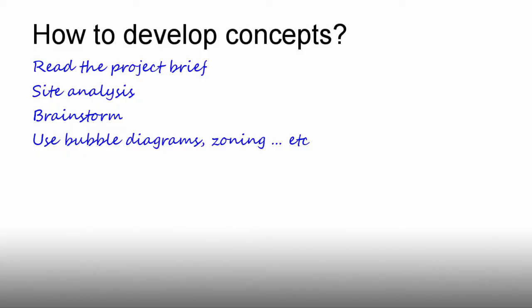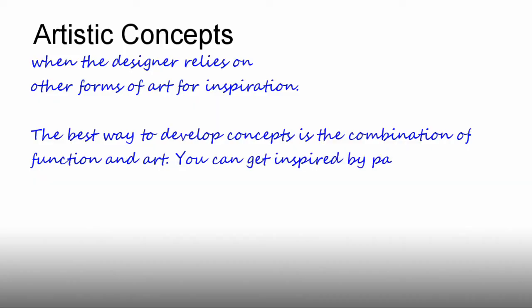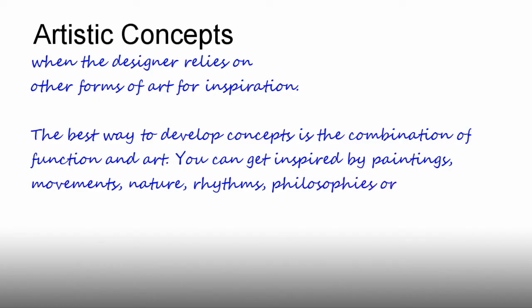The other types of concepts are artistic concepts. For example, the Eames house. Artistic concepts are when a designer relies on other forms of art for inspiration. The good thing about this approach is that your design looks original and creative. However, sometimes they can be challenging to build, expensive, and controversial.